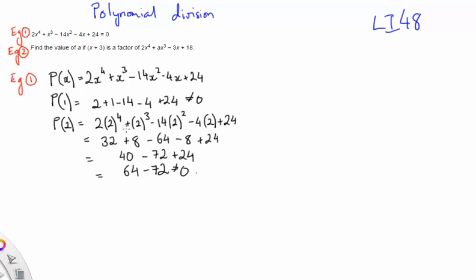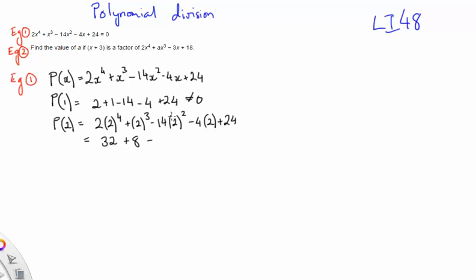Alright, that doesn't look like it equals 0. I really thought it did. 32 plus 8, 40. I see, I've made a mistake here. Yep, I'm going to go back. Back we go. I see where I made my mistake. Alright, so I looked back in my working and the mistake is here.